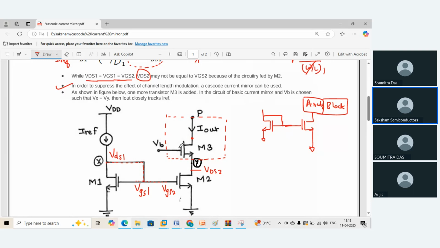How? Let's try to do that. I'll add M3 and I'll give VB. What is this VB? VB is a bias voltage. Let's try to give it this way. That is your VB. And what will be your VGS? VGS is nothing but the voltage that falls between the gate and the source. So here is your G and S. That is your VGS.